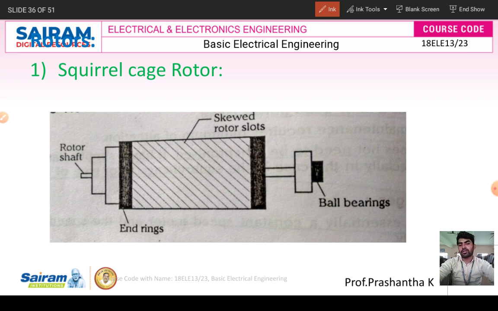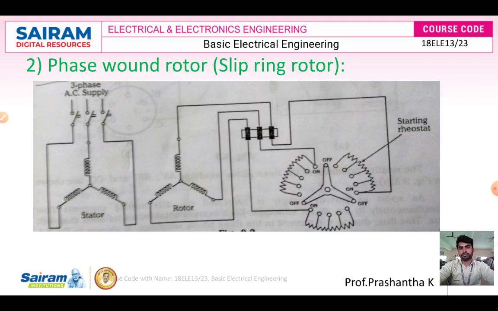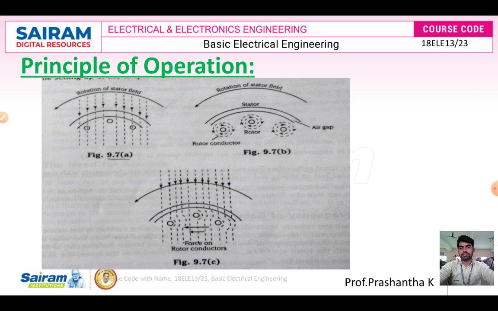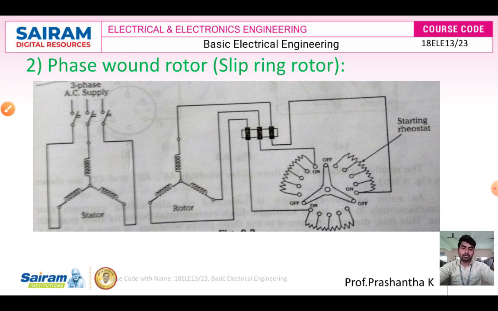Rotor shaft is for holding the rotor, end rings are for holding the rotor bar conductors, and ball bearings are for smooth and reliable operation. Okay, so this one is the phase wound rotor. It looks like a wound rotor, like a slip ring rotor or phase wound rotor.